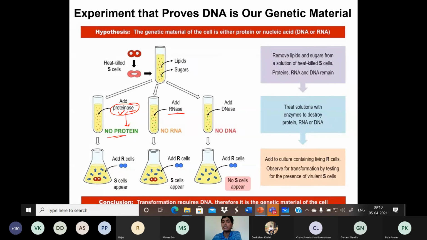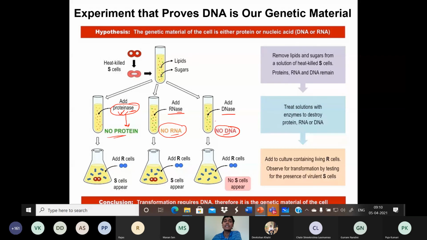In the second tube, we add RNase. From the name itself, you can tell "ase" is for enzymes. RNase means, we have 2 types of nucleic acid, DNA and RNA. So if you add RNase to this solution, there is no more RNA. RNA will be destroyed. Then in the third tube, you added DNase. Similarly, DNase will cleave, will destroy DNA. So there is no DNA in this tube.